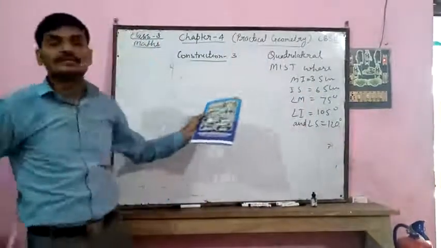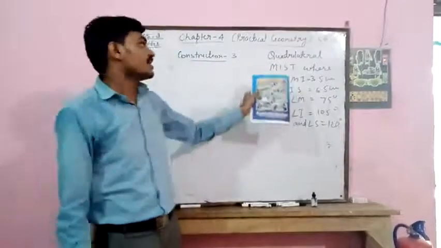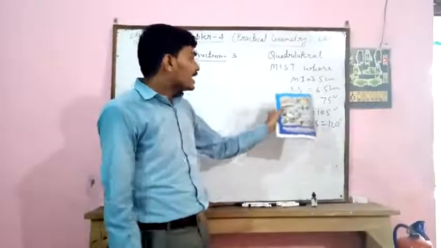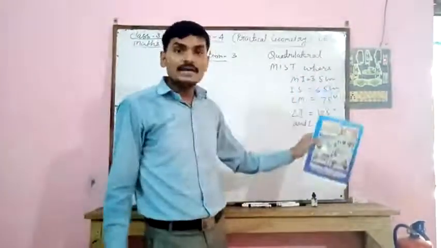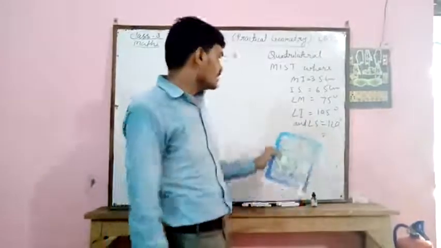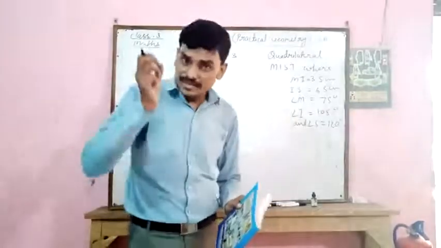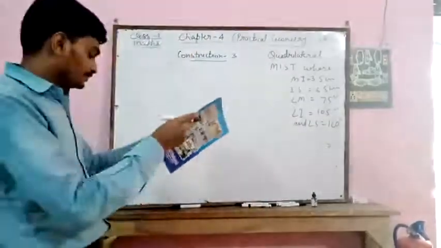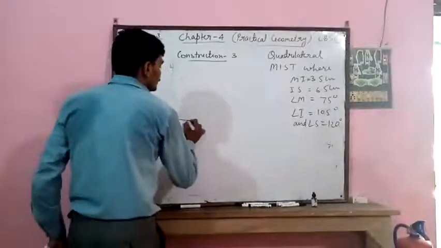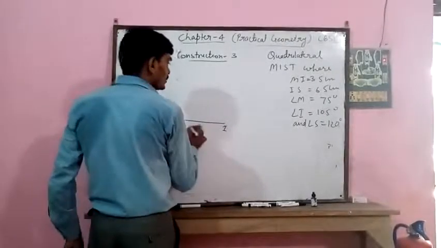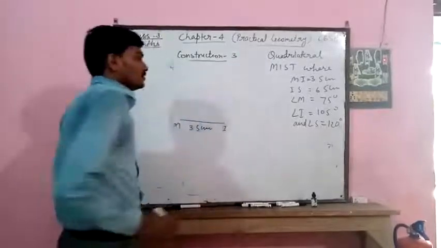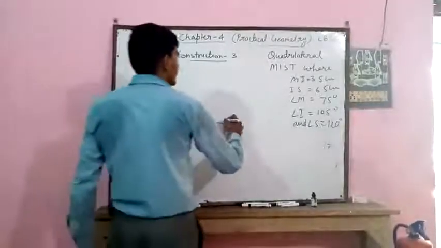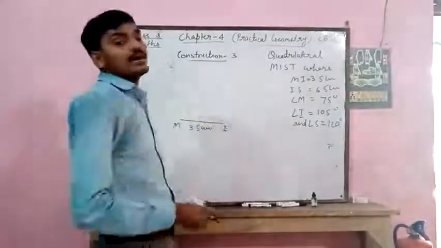So now the third construction is construct a quadrilateral MIST, where MI is equal to 3.5 centimeter, IS is equal to 6.5 centimeter, angle M is equal to 75 degree, angle I is equal to 105 degree, and angle S is equal to 120 degree. So we have to draw a quadrilateral MIST. Now first of all, draw MI, which is 3.5 centimeter. Now draw IS. This is your IS, 6.5 centimeter.